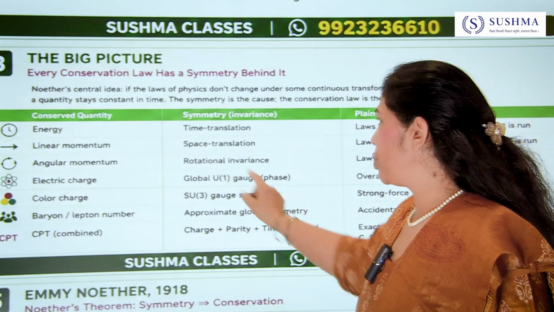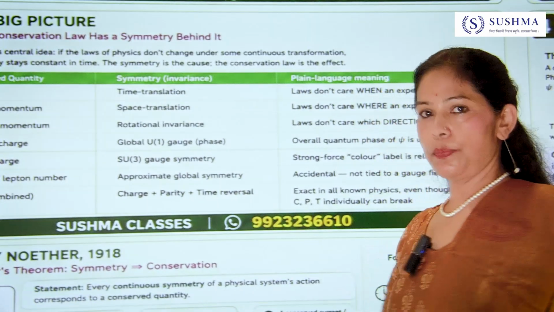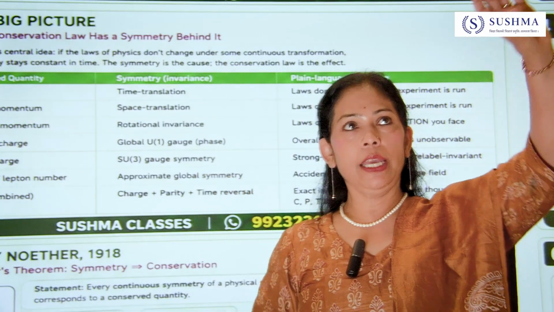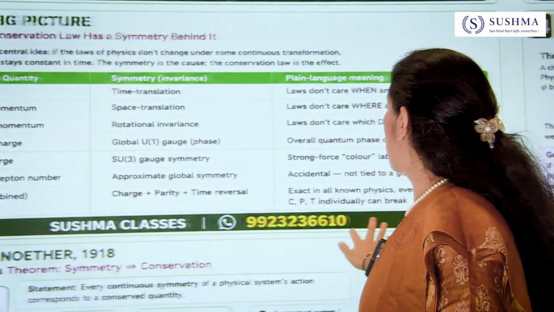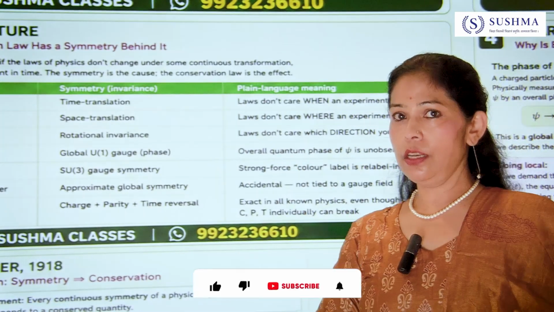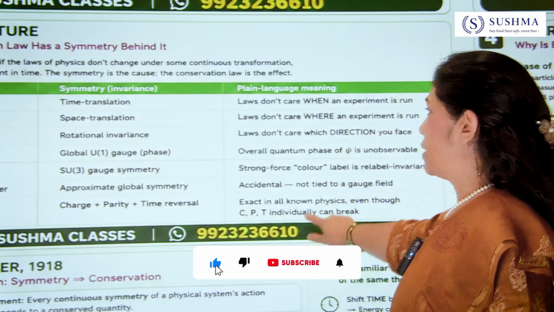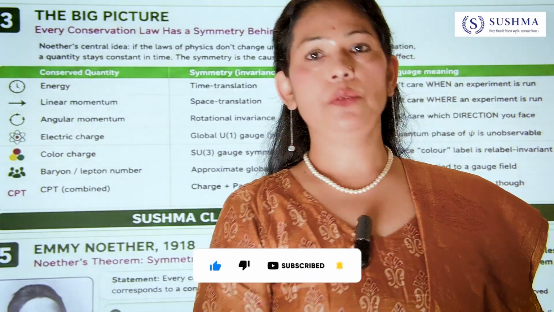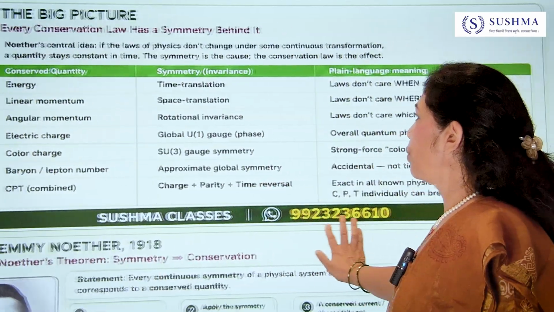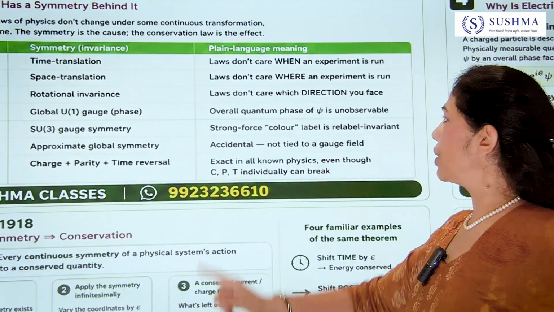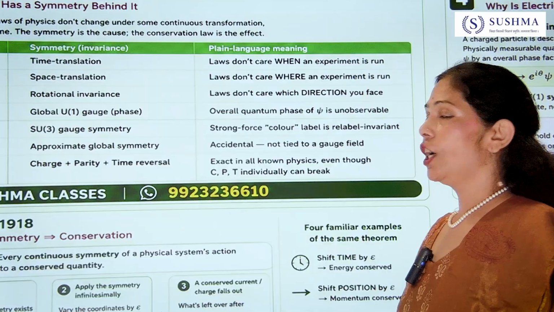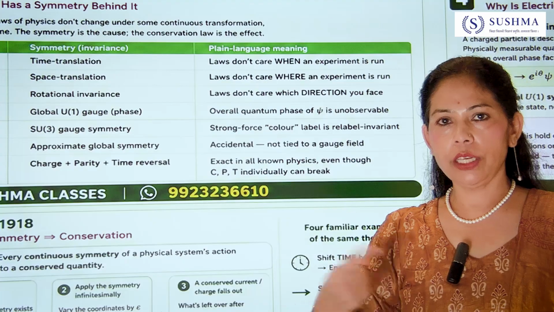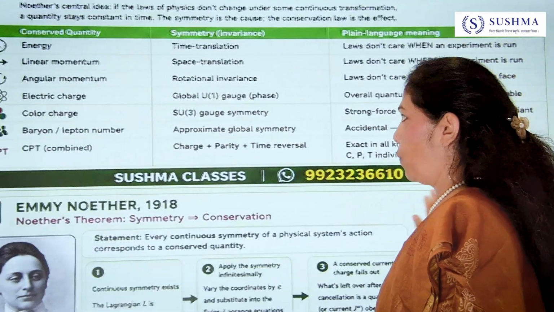Similarly, linear momentum conservation comes from space translation: in which area of space you are doing the experiment. Physical laws don't care where an experiment is being run. Next is the law of angular momentum conservation. This arises out of rotational invariance. Laws don't care which direction you face. Whether you are facing like this or rotating like this, it doesn't matter. It is invariant, right?